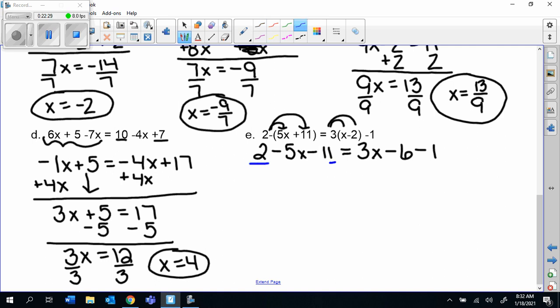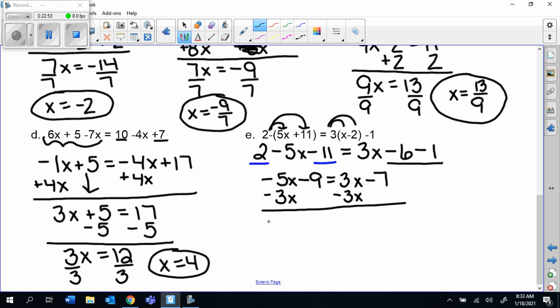These two pieces are like terms. So I have negative 5x minus 9. These two pieces are like terms. So equals 3x minus 7. Let's bring that 3x over the equals. That's when we need to do the opposites. So negative 8x minus 9 equals negative 7. Jump the equal again by doing the opposite of negative 9, which is positive 9.